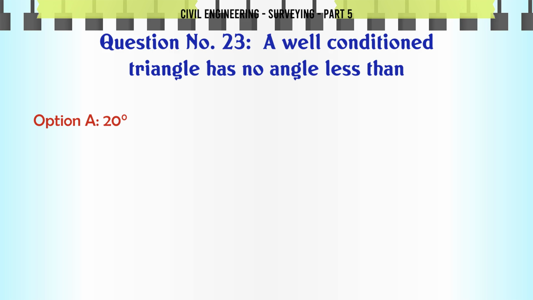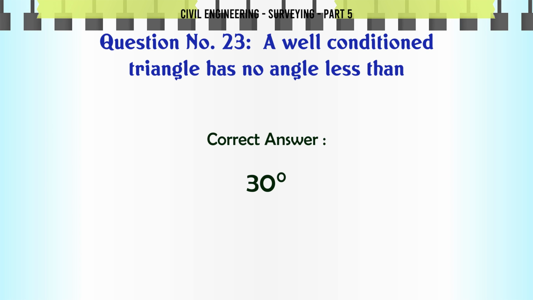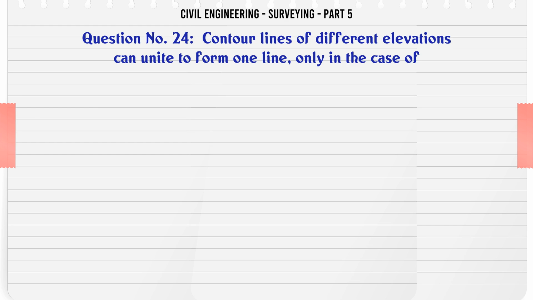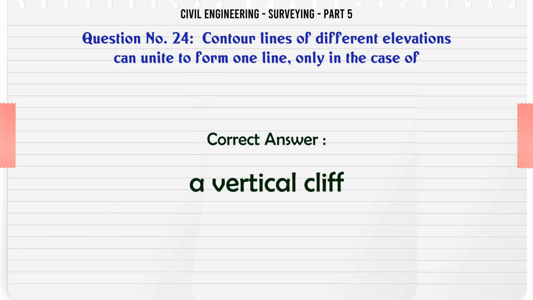A well-conditioned triangle has no angle less than A, 20, B, 30, C, 45, D, 60. The correct answer is 30. Contour lines of different elevations can unite to form one line only in the case of A, vertical cliff, B, a saddle, C, a watershed line, D, a hilltop. The correct answer is a vertical cliff.